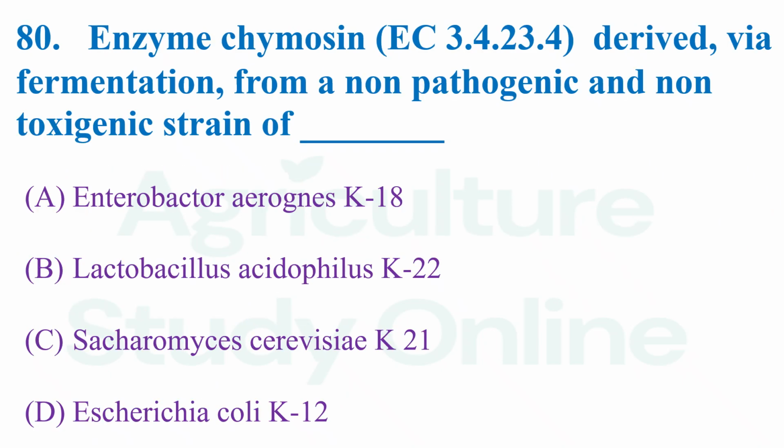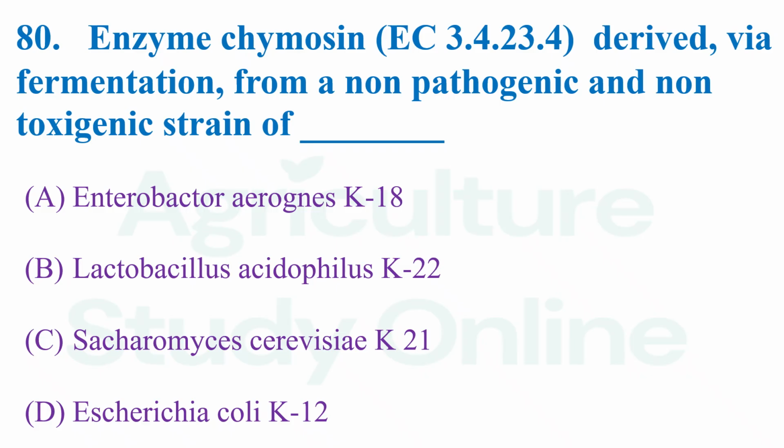Question number 80. The enzyme chymosin derived by fermentation from a non-pathogenic and non-toxigenic strain of, so first one, that is Enterobacter aerogenes K18. It's not commonly used for recombinant chymosin production. Next one, Lactococcus acidophilus K22. It is used in probiotics and fermentation, not in chymosin production. Saccharomyces cerevisiae K21 is a yeast which is used in fermentation of breads and alcohols.